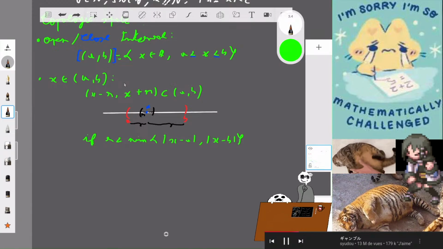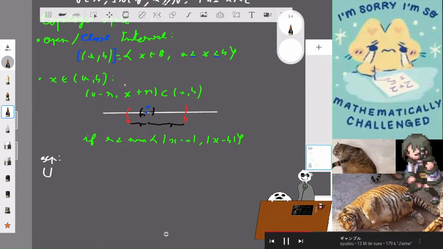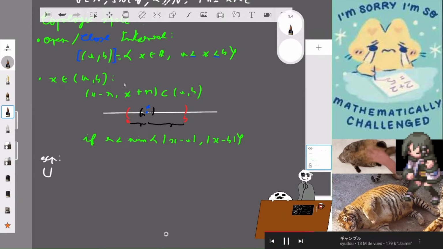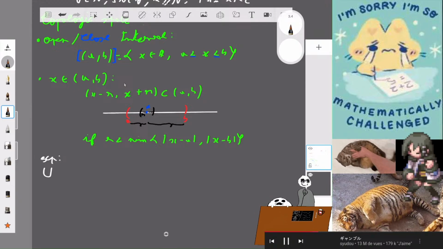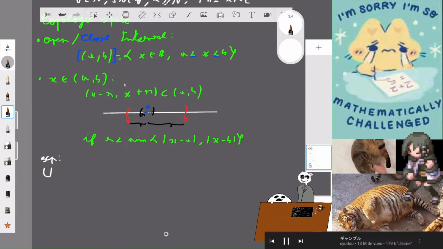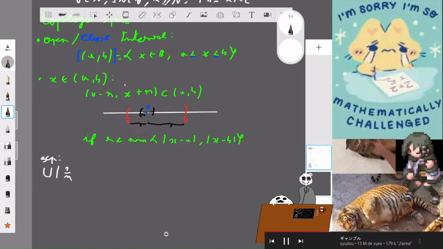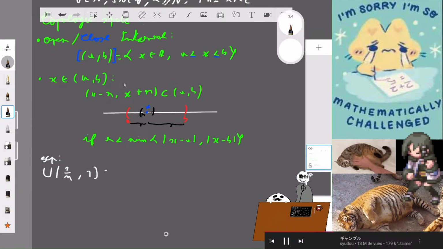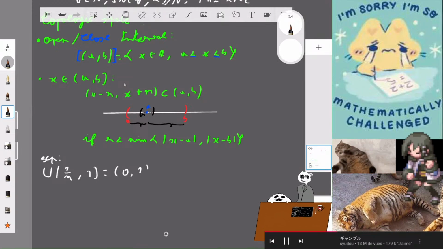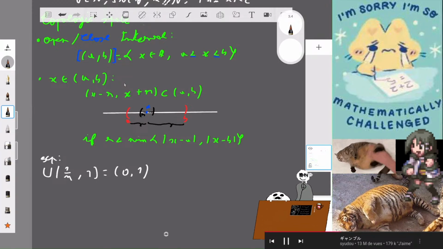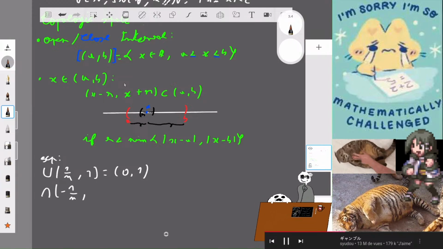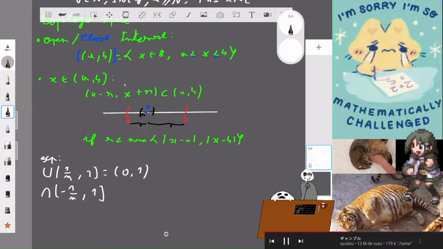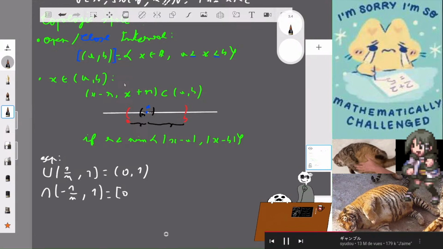Ah yes, the examples. So let's pick another color for examples. We got the union of, let me do this from memory to show that I understood. I've already seen those examples in the past, during class. So it is the union of the open intervals from 1 over n to 1 equals the open interval 0, 1. There we go. And the intersection of the intervals from minus 1 over n to 1, open or closed, is equal to 0, 1 closed.